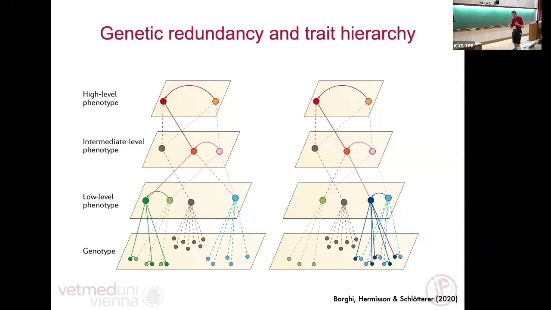Okay, so I tried to show you that we have redundancy on the genetic level, but we have different levels. In the end, we have the high-level phenotype that is actually selected. At the bottom, we have the SNPs that I've been talking about. Now the interesting thing is if you have intermediate phenotypes, we find redundancy on the intermediate phenotypes as well. This is what I will discuss in the next couple of slides.